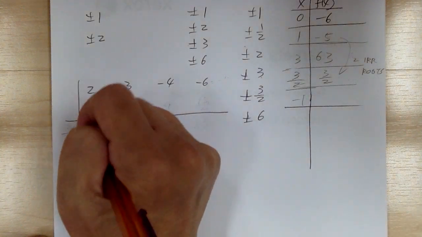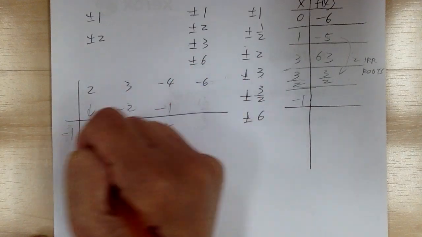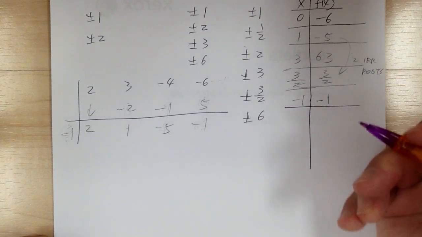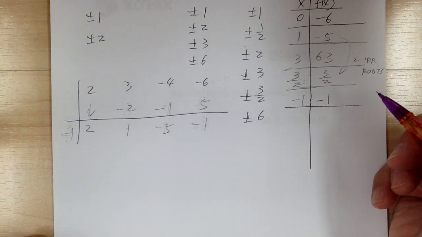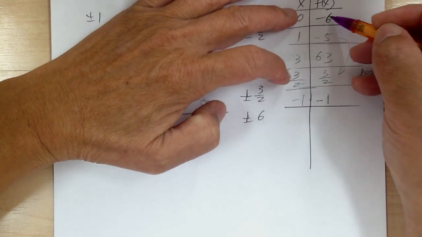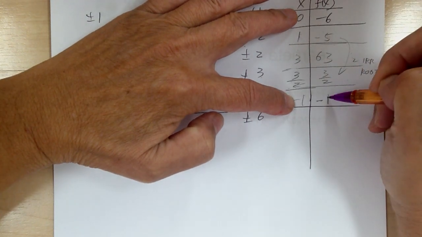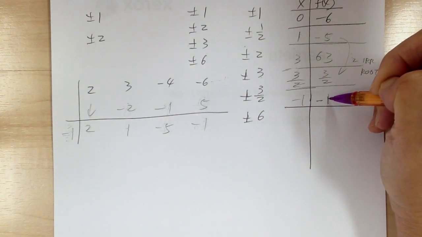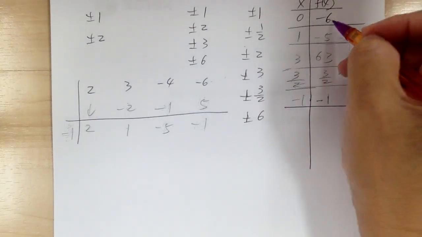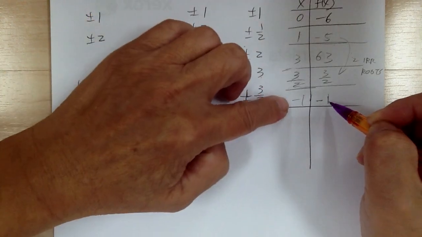So you drop, multiply, you add, multiply, you add, multiply, you add. So when you try negative 1, you get negative 1. So from here, when you go negative, you get closer to 0. So from here to here, it looks like we're going in the right direction. Again, see, when you go from 0 to negative 1, it gets closer to 0. And right now it's really close to 0.